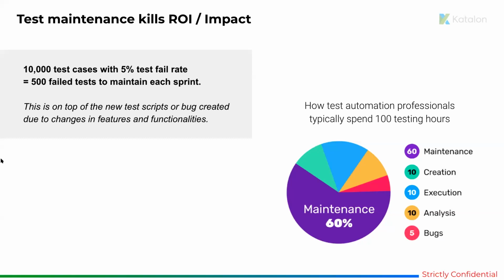One very basic example is that if a set of 10,000 test cases has a 5% test fail rate, then it would mean to have your team go through 500 tests to make sure that it will be fixed, and then it will be up to date with your current processes.